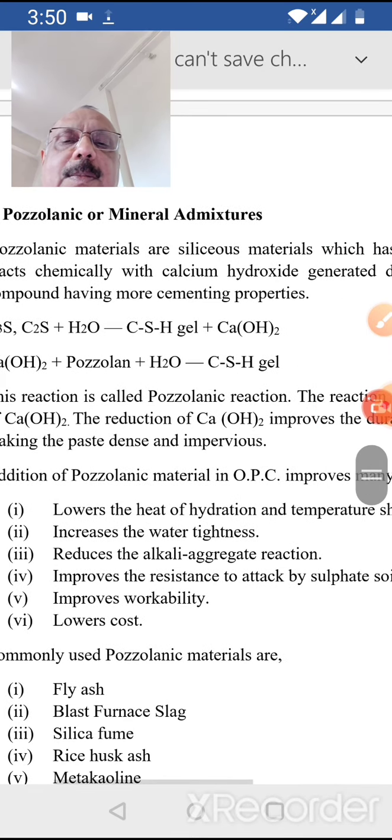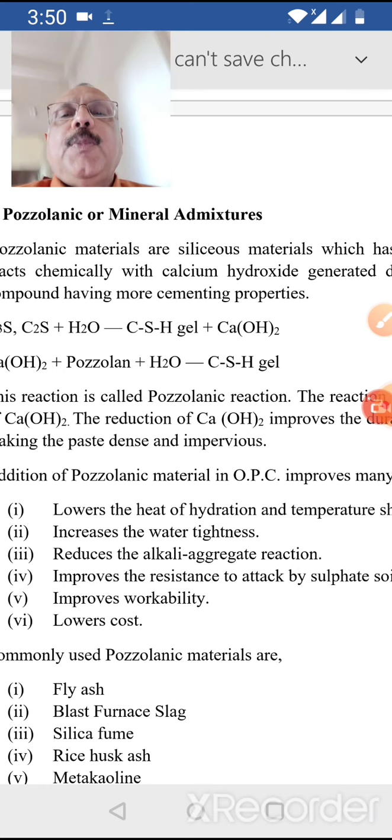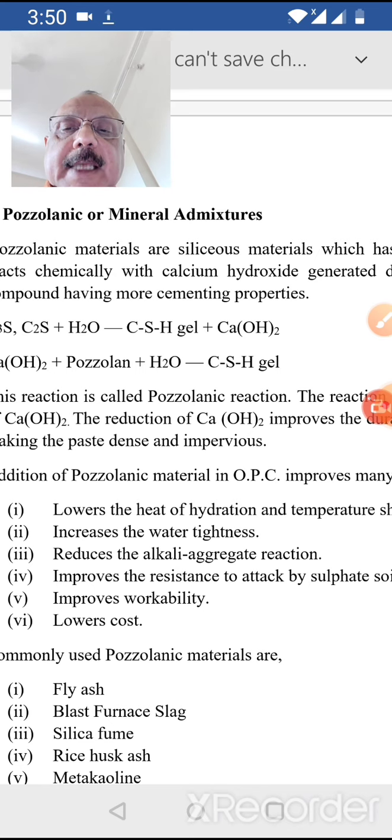So I hope you have understood what is the pozzolanic reaction and what is the importance of pozzolanic reaction over the conventional or original hydration reaction. Try to understand the difference between hydration and pozzolanic reaction. In pozzolanic reaction, additional CSH gel is formed and unwanted calcium hydroxide is consumed or reduced. So this is the major advantage of mineral admixtures or pozzolanic admixtures.